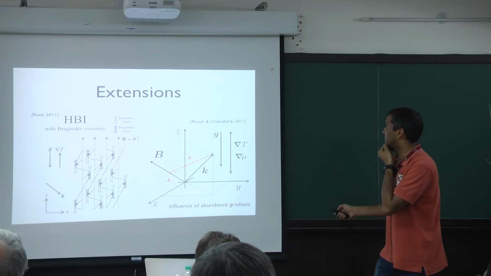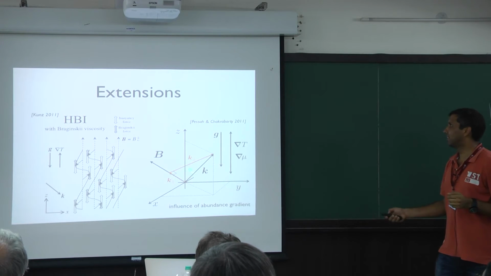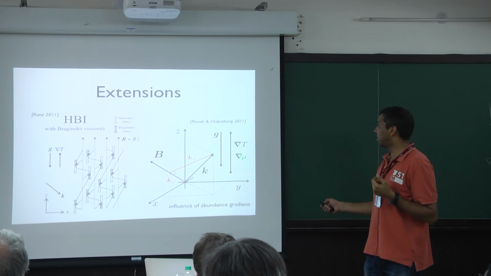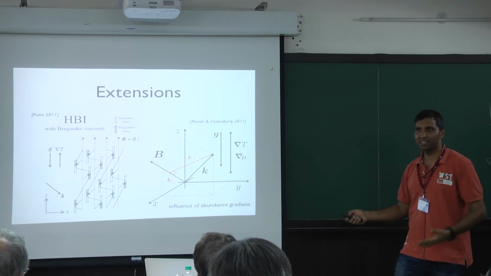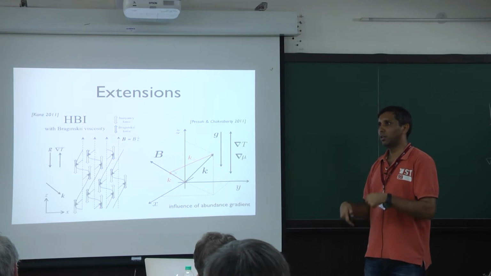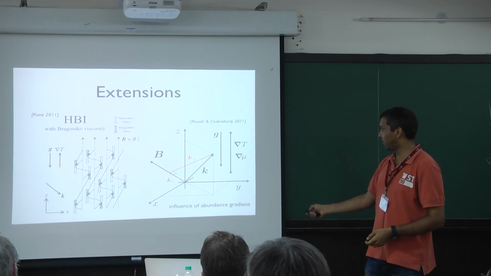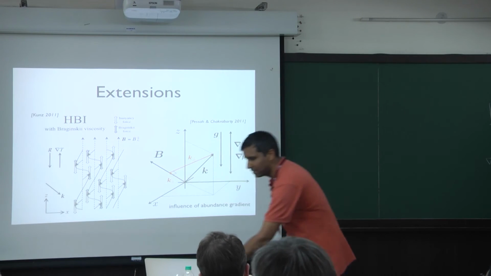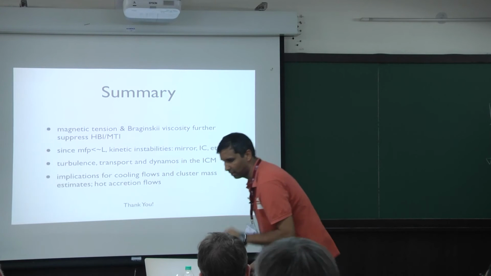Then Sagar here and his collaborator have studied the importance of abundance gradients. So these galaxy clusters have metallicity gradients that can give rise to force because of variation of the mean molecular weight. So these are sort of things that have been done.